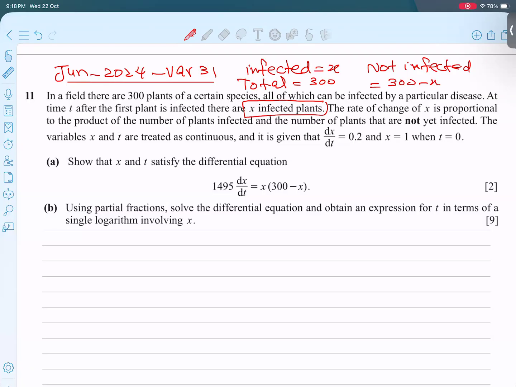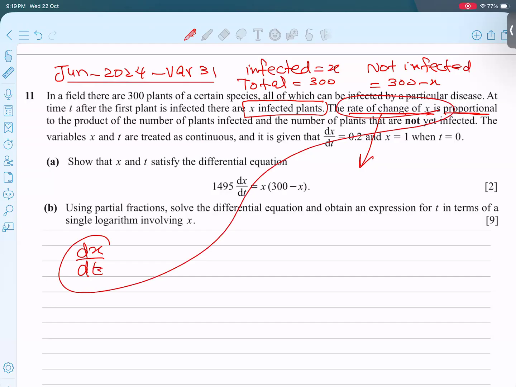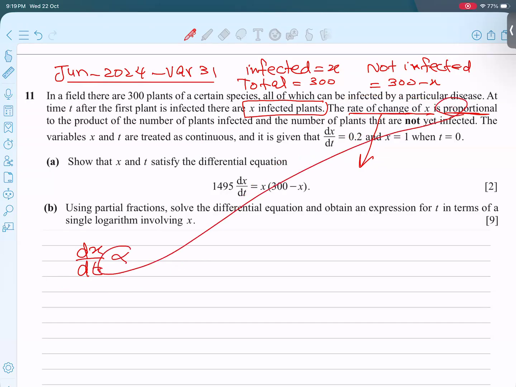Now, the statement he mentioned is the rate of change. Whenever the rate of change of x comes, it means dx over dt is proportional to the product of the number of plants infected and the number of plants not yet infected. So dx by dt, the rate of change of x, is proportional to the product of infected and uninfected. Infected is x, uninfected is 300 minus x, so x times (300 minus x). I believe this part is very clear.